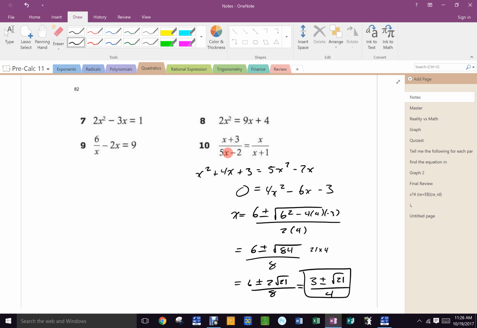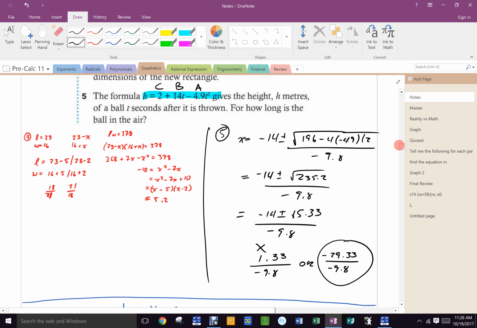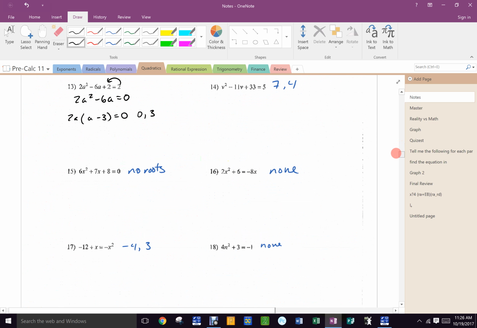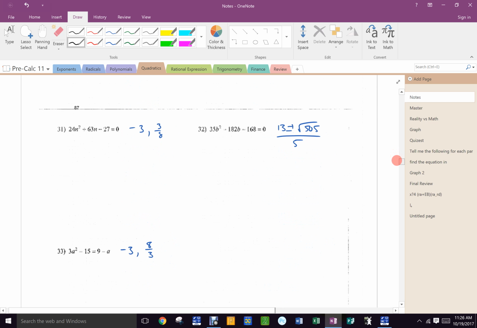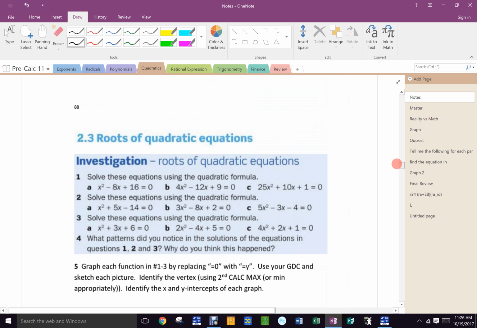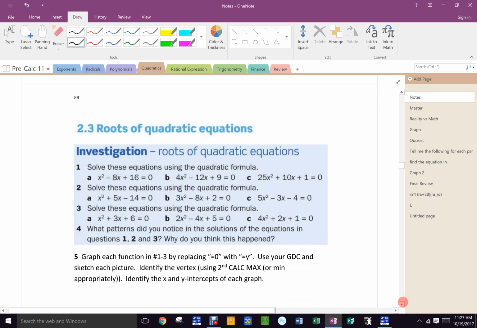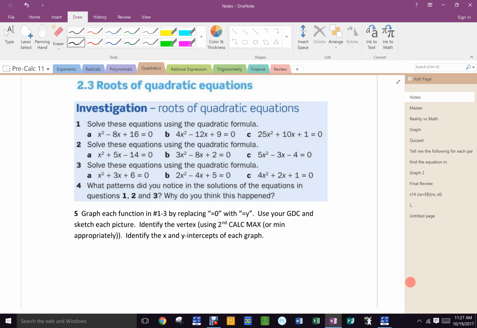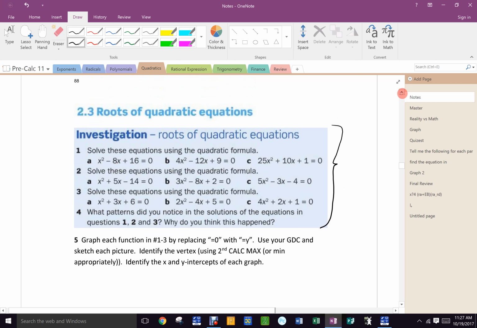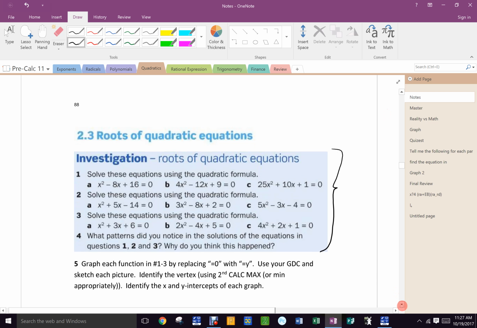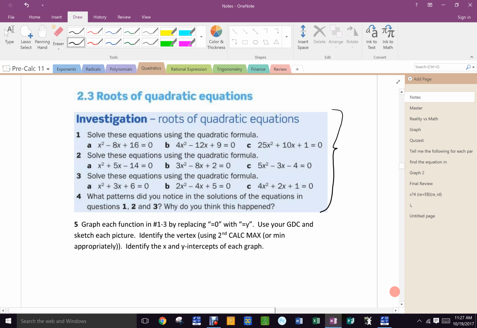Can I get everyone's attention, please? Regardless of whether you're done or not, I also want you before Monday, because Tuesday's your cumulative, I want you to do just this box on page 88. Okay? Just that box.